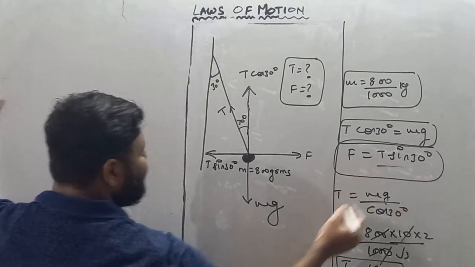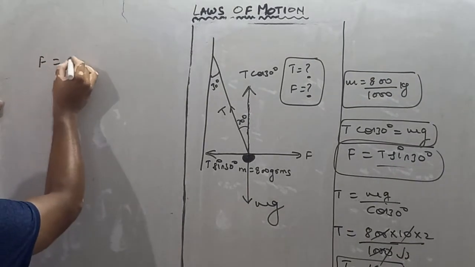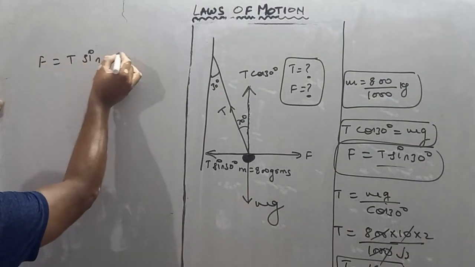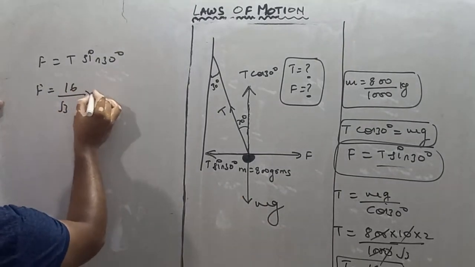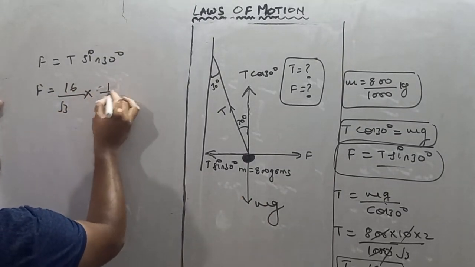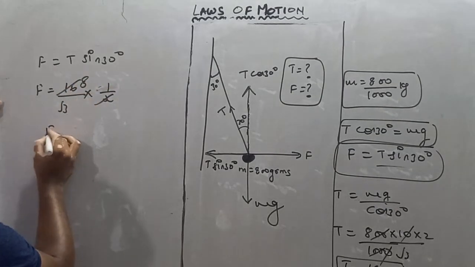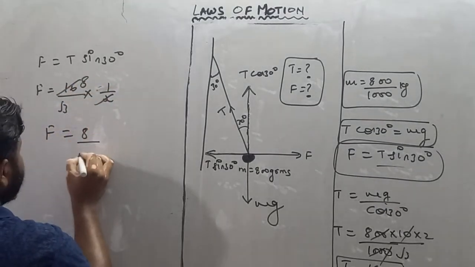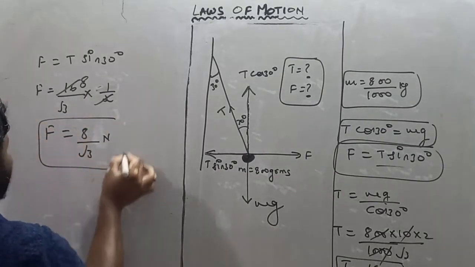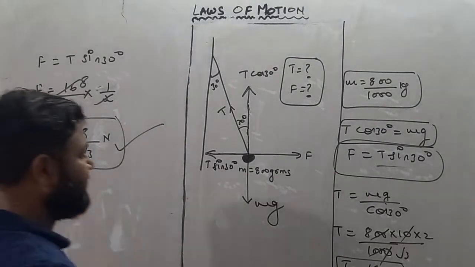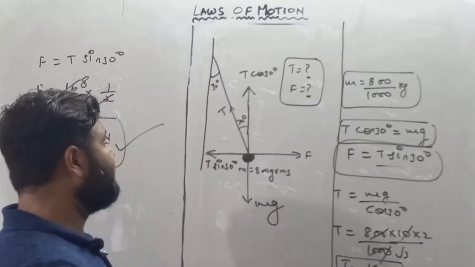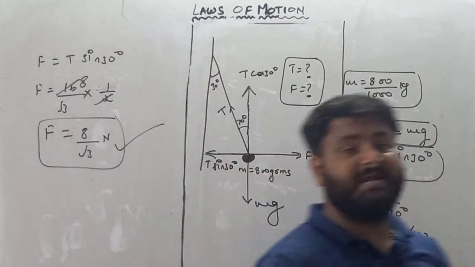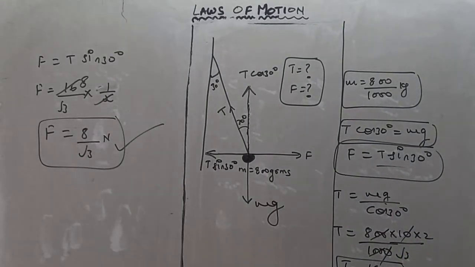Now we'll put this T in this equation. So F is equal to T sin 30. So F is equal to value of T, 16 by root 3, into sin 30 which is nothing but half. So 2 8 is 16. So it will be 8 by root 3 Newton. So the value of F is 8 by root 3 Newton and the value of tension is 16 by root 3 Newton. So I hope you all understand what actually equilibrium is and how we'll solve the numericals related to the concept of equilibrium.